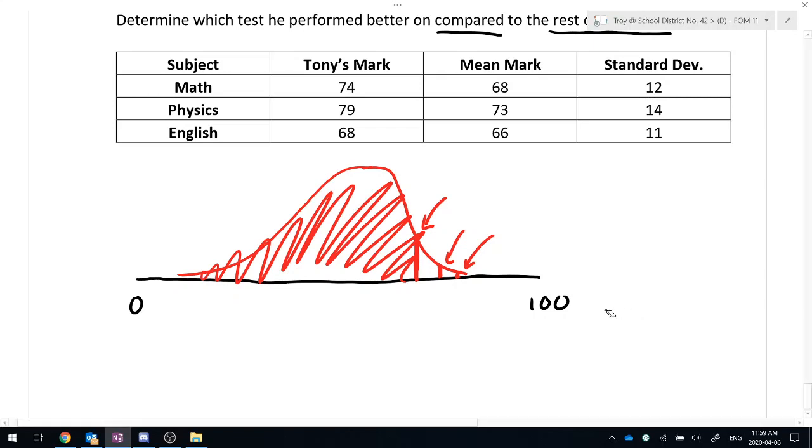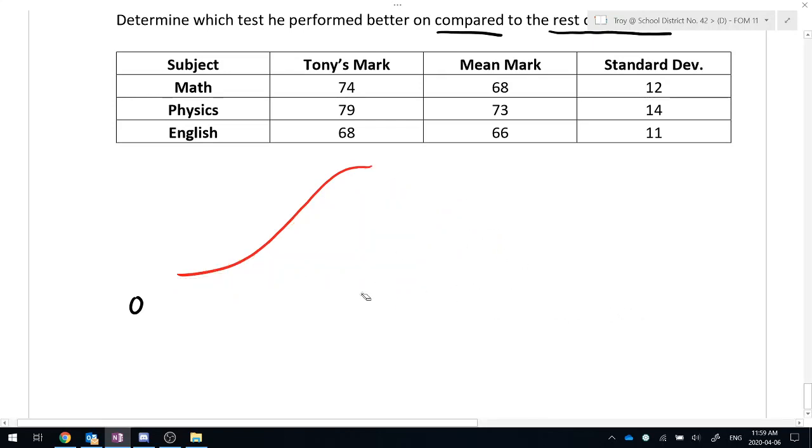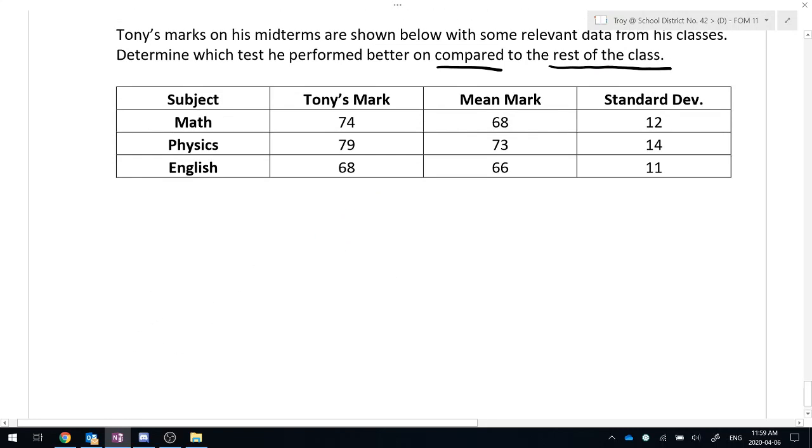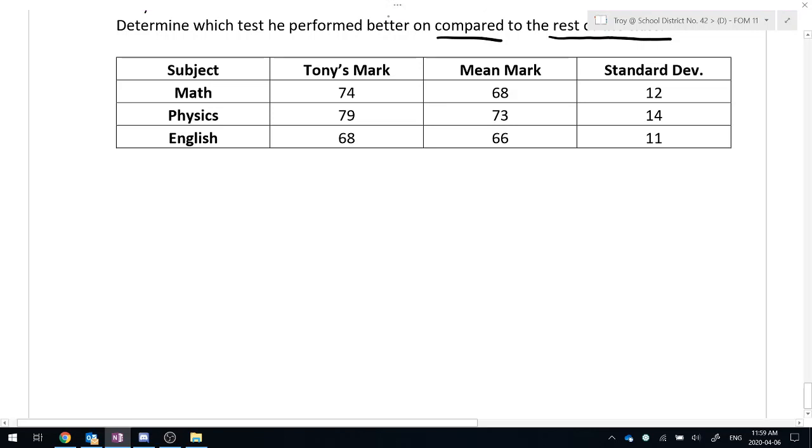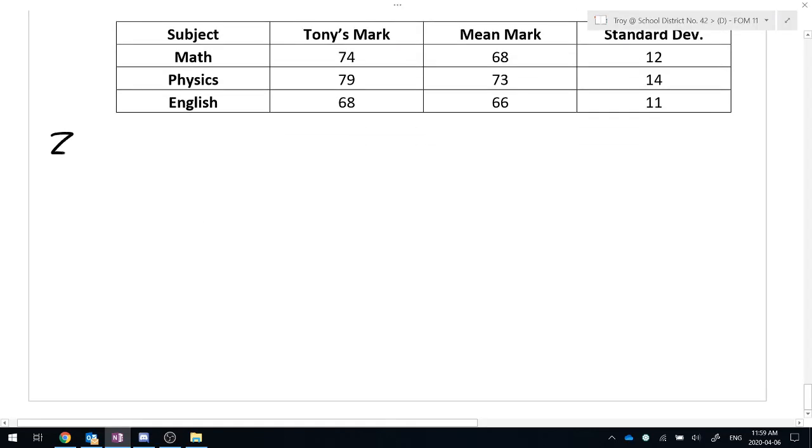Okay? Because we're not just looking at how well he did with just his raw data. We want to see where he is compared to the rest of his class. So we're looking for the highest z-score here. Let's do the z-score for math. That's going to be his mark for math minus the class average from math, divided by the standard deviation of the marks from math.